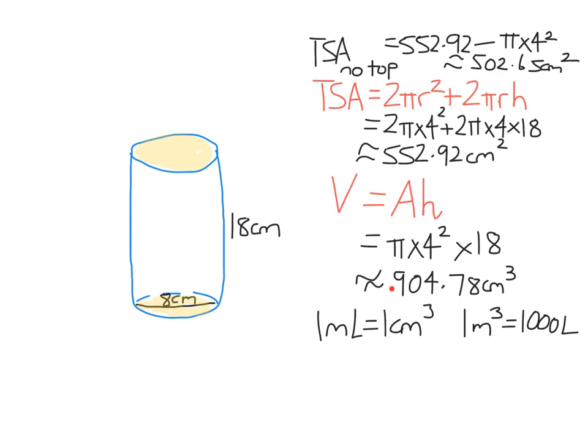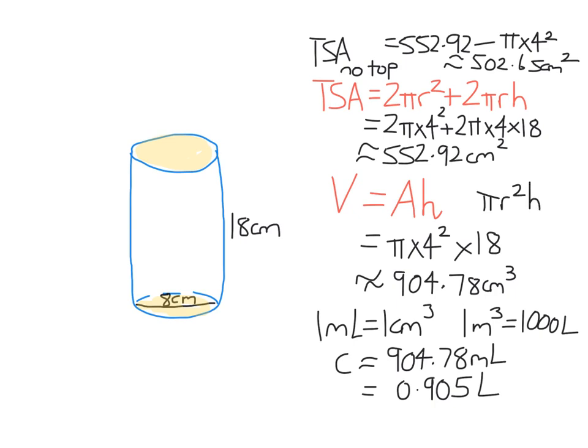So if the volume of this cylinder is 904.78 centimeters cubed, that means its capacity, it will hold 904.78 milliliters of liquid. And of course, to go from milliliters to liters, you just divide by 1,000. So this is about 0.905 liters. So remember, volume of any prism is area of the base times the height. For a cylinder, it's pi r squared, which is the base, times the height. So make sure you recognize pi r squared h on your formula sheet as the volume of a cylinder.